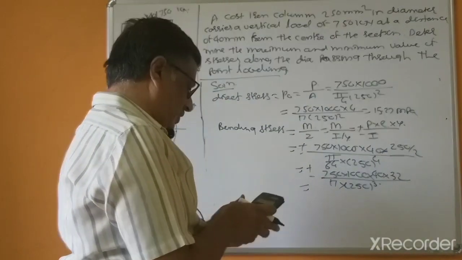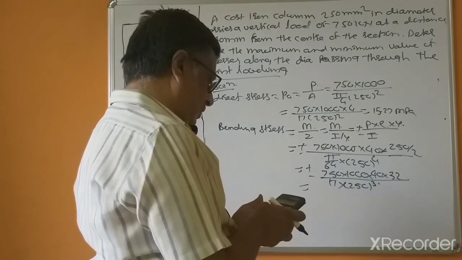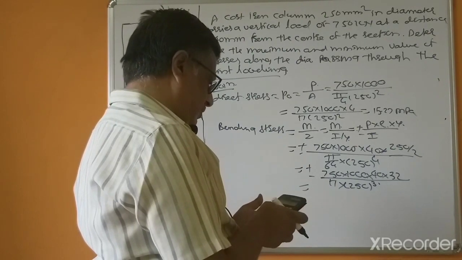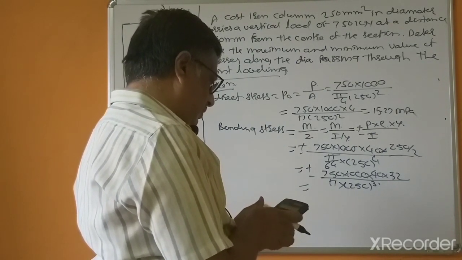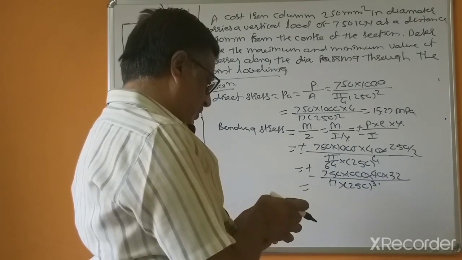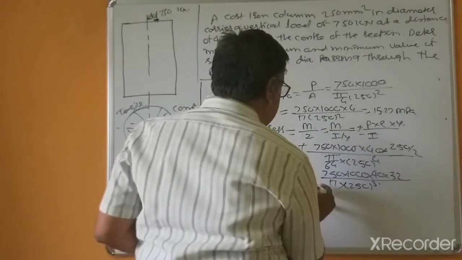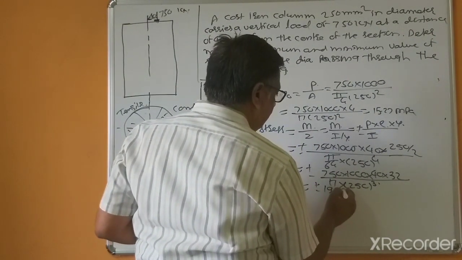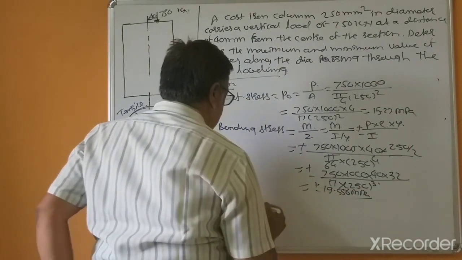Once again I will check. 750 multiplied by 1000 multiplied by 40 multiplied by 32 divided by pi divided by 250 cube, and this is equal to plus minus 19.556 megapascal.